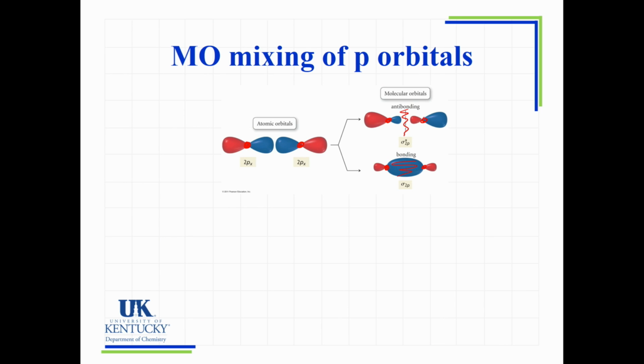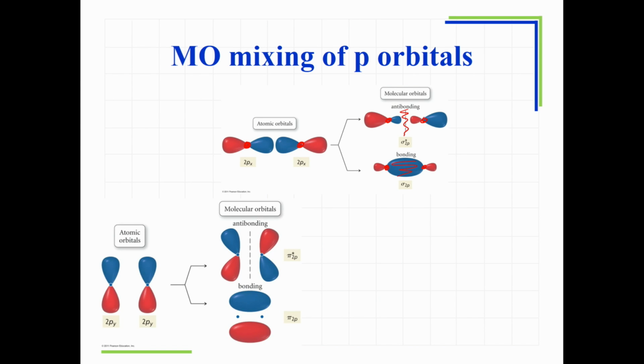Now, those are the ones that are along the x-axis that are pointing towards each other. Now we've got the ones that are perpendicular, that are going to sideways overlap. So let's look at the py. Here's the nucleus, and here's the nucleus. And they're going to be interacting in a way where they're along sideways overlap, okay? Now when they do this, here is the nucleus and here's the nucleus. The blue area forms a lobe above and a lobe below the plane. And that is what we call a pi bond.